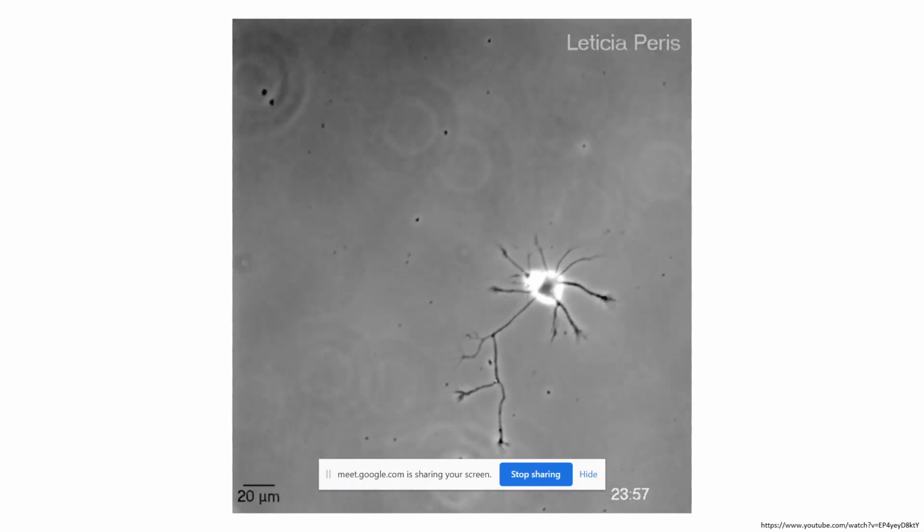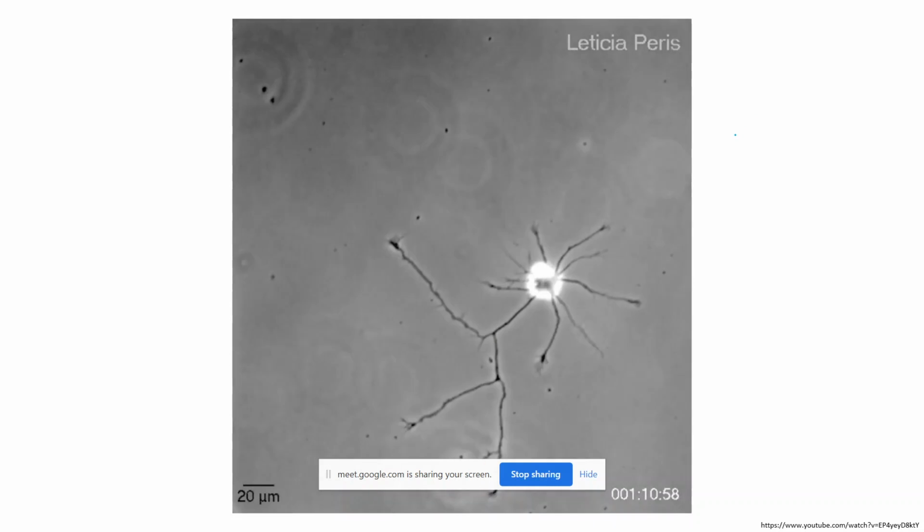So the black part, you can see that those extensions are growing, they are extending. So this is phase contrast microscopy. Now you see it's growing.